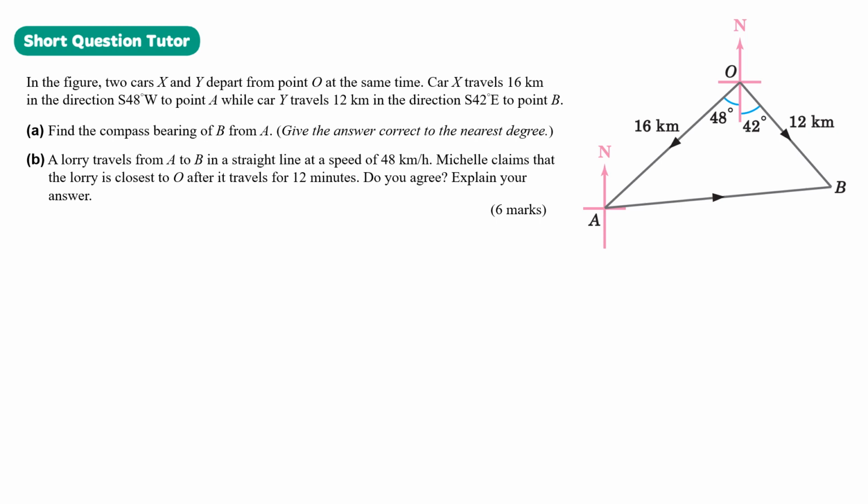Part A. We need to find the compass bearing of B from A. First of all, let's draw the required angle. That means we need to find these two angles. Denote the upper one as theta.